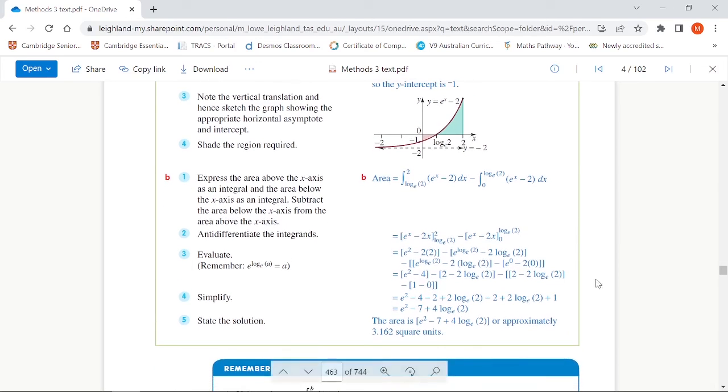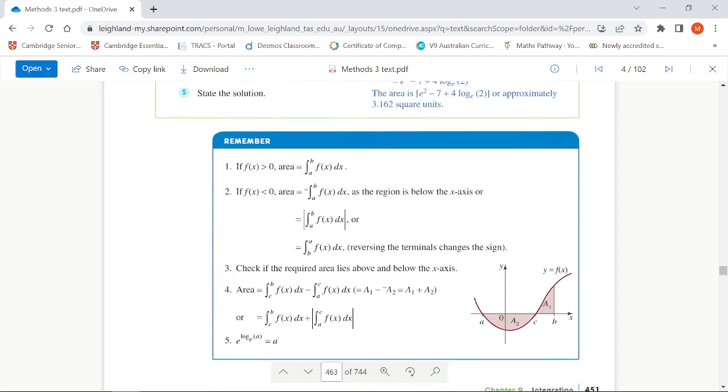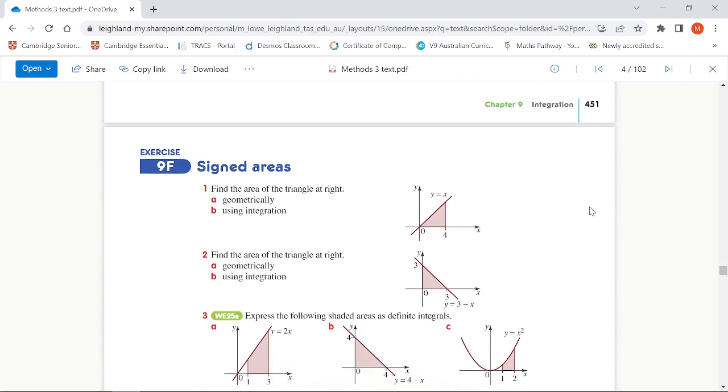Any questions about any of that? Okay, all right, so if you're okay with that, then you can make a start on 9F.